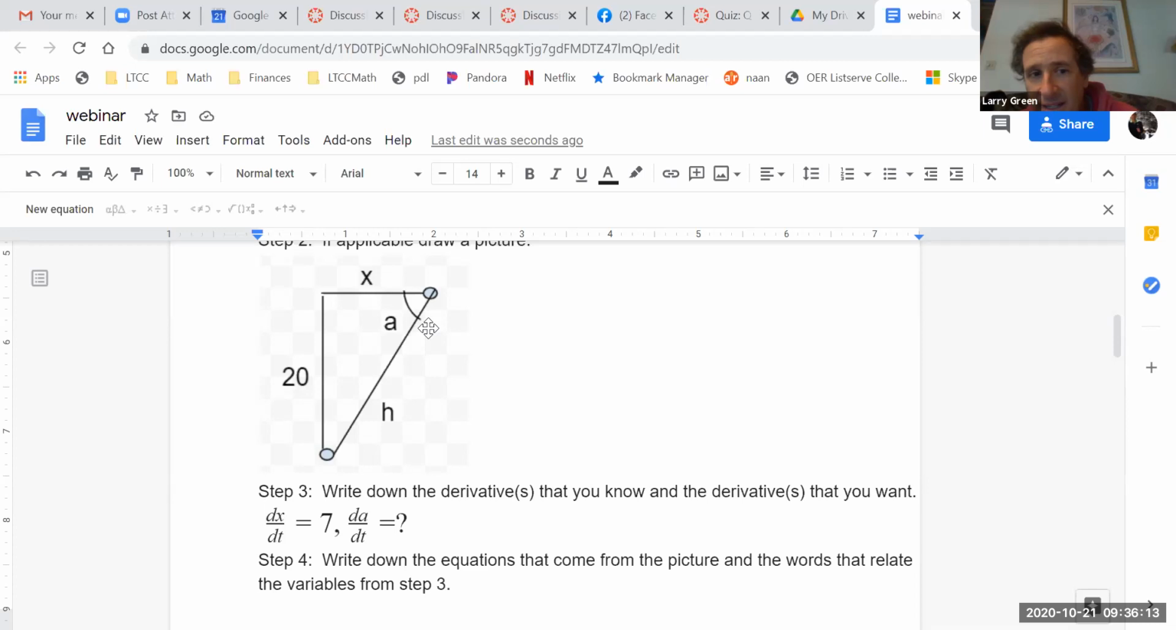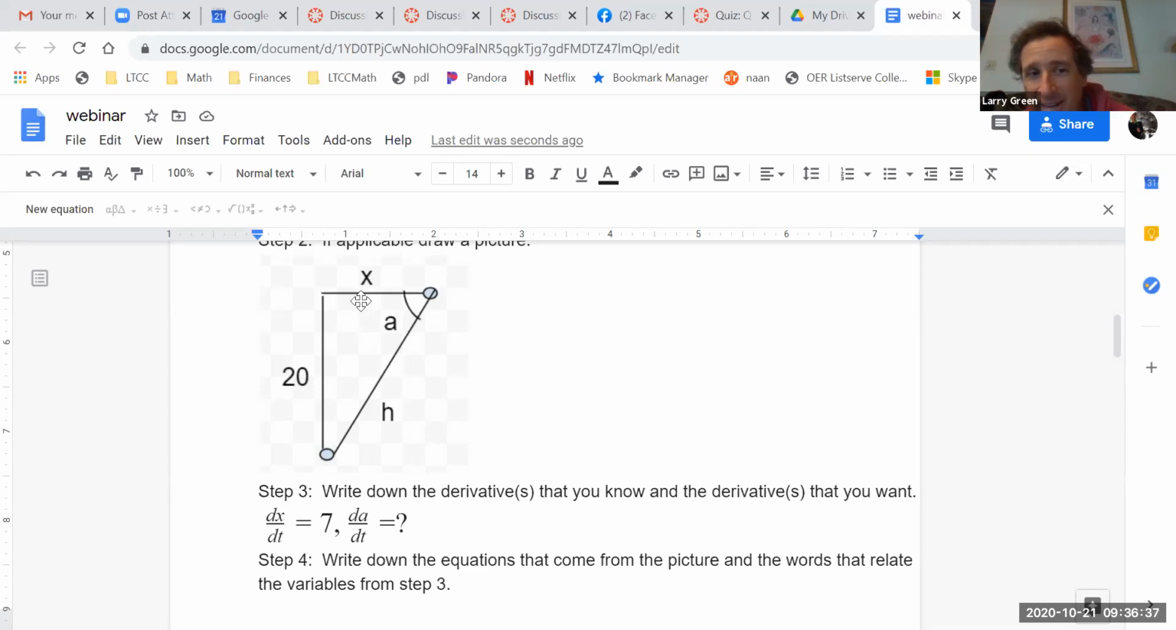Yeah, good. So it's sine of A equals 20 over X, because that's SOHCAHTOA. The first three letters of SOHCAHTOA is sine of the angle is the opposite over the adjacent. Oh, wait, sorry. I shouldn't have listened to you. It's true it's 20 over H, but we don't care about H.